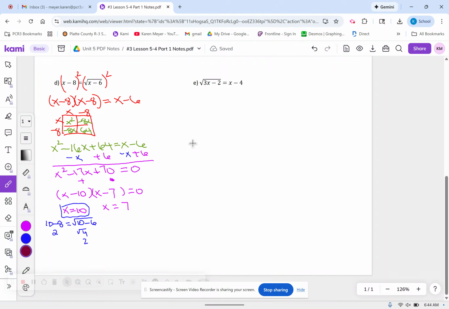7. If I plug in 7, 7 minus 8 is negative 1. On the other side, I would have the square root of 7 minus 6. 7 minus 6 is 1, and the square root is 1. Negative 1 and positive 1 are not the same thing, so this one does not work. This one fails because I didn't get the same answer on both sides. So the only answer you would circle is 10.